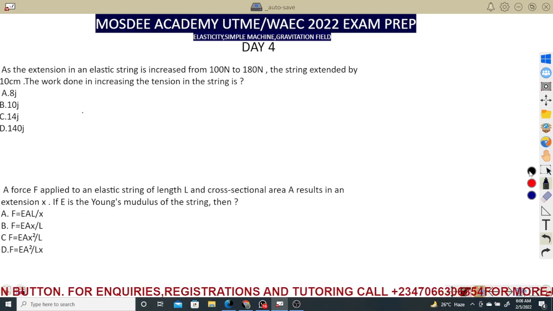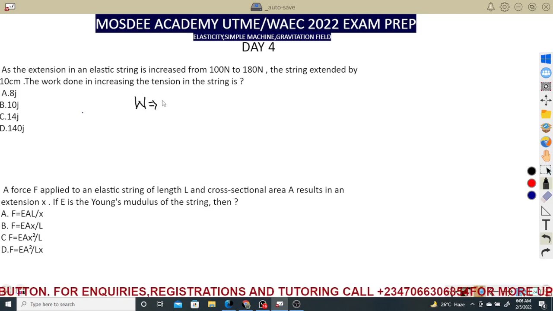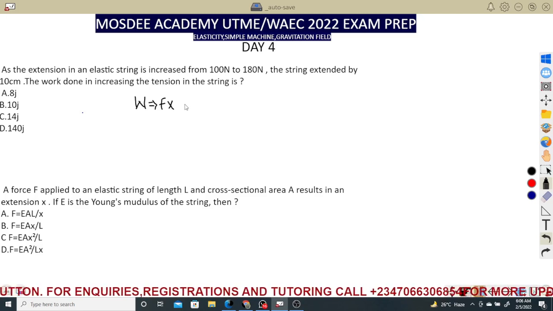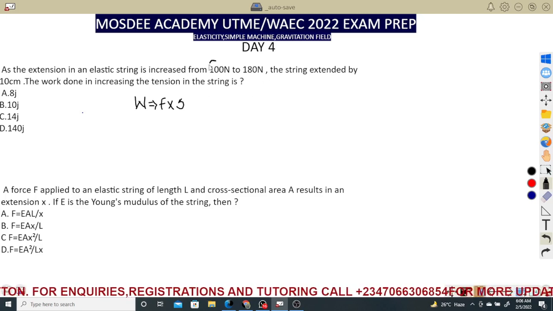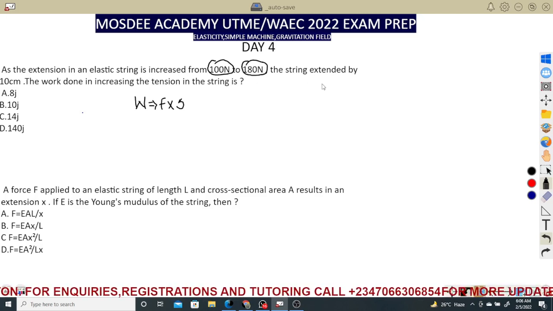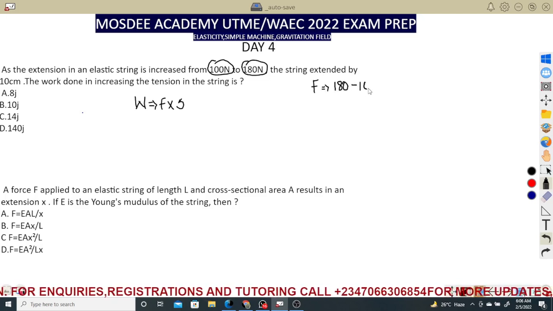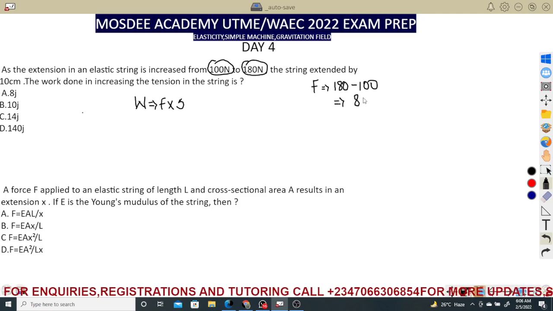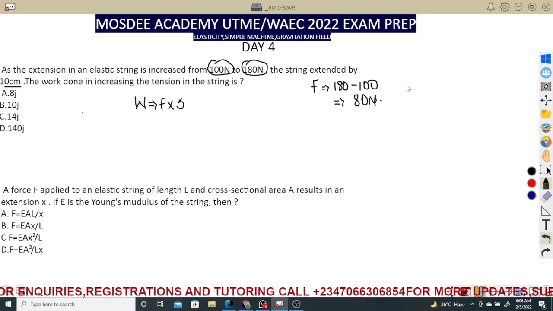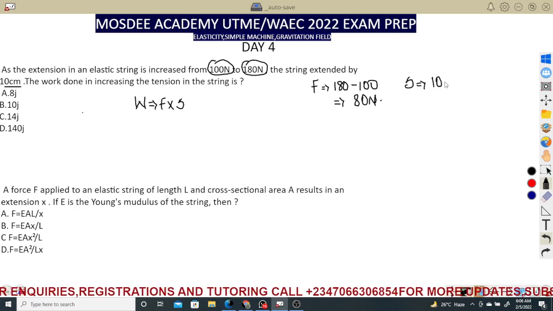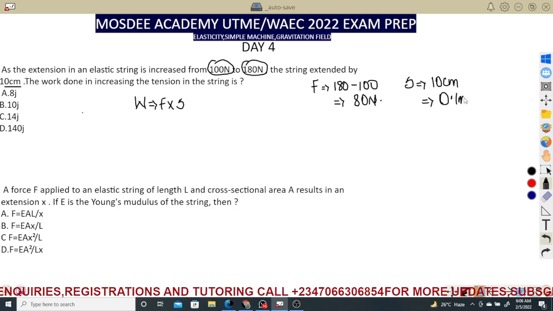And from the concept of elasticity, we might have studied that work done on force is equals to the force multiplied by the extension. I'll call the extension for now displacement. So directly, we can say the force has moved from 100 to 180. That means the net force is like saying 180 minus 100. So this goes without saying this is 80 Newton from what we had. So if we go by that, the extension is 10 centimeter. You and I know that you have to convert that to meter. So 10 divided by 100 is 0.1 meter.